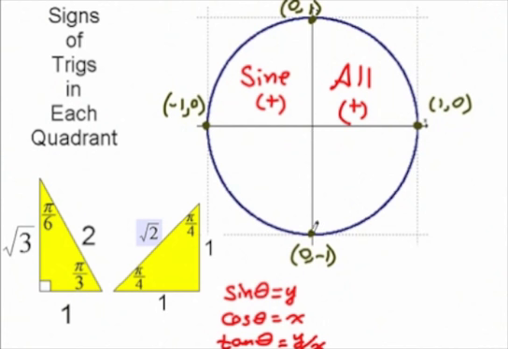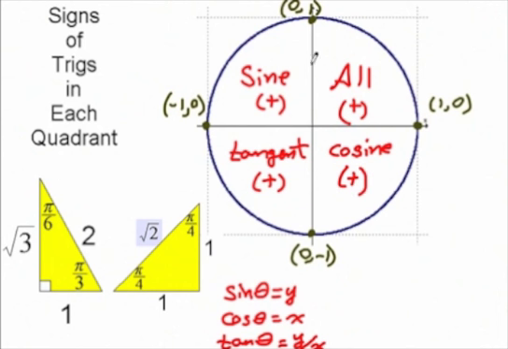Down here in the third quadrant, x's are negative, and y's are negative too. So the only one that's going to be positive is the one that has both of them, which would be the tangent. So tangent is positive in this quadrant, and the other two are negative. One has a y, one has an x, and both x and y are negative there. In the fourth quadrant, the x is positive and the y is negative, so the only one that's going to be positive is cosine. So cosine is positive in the fourth quadrant.